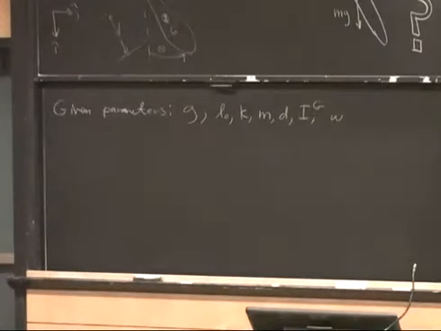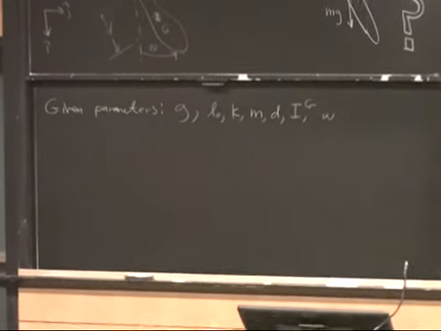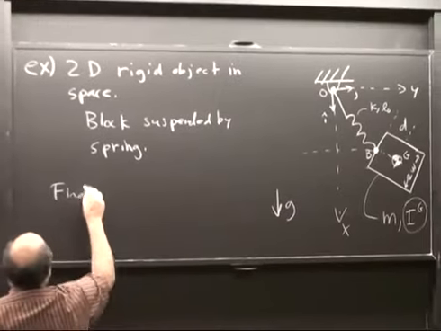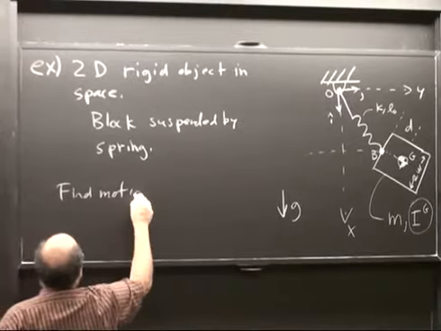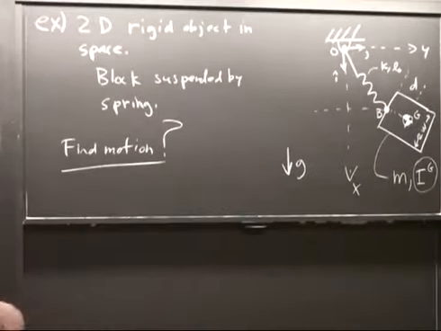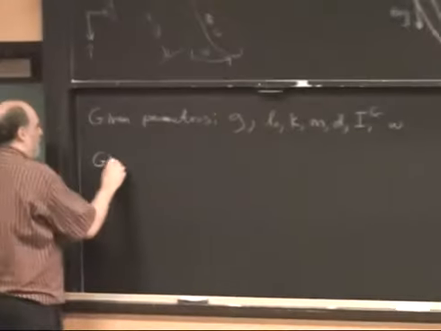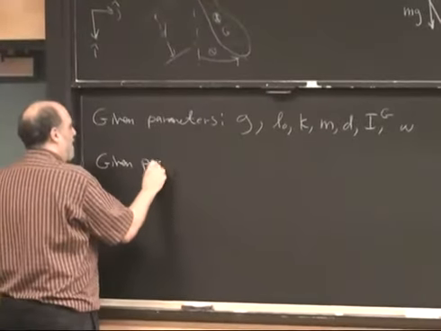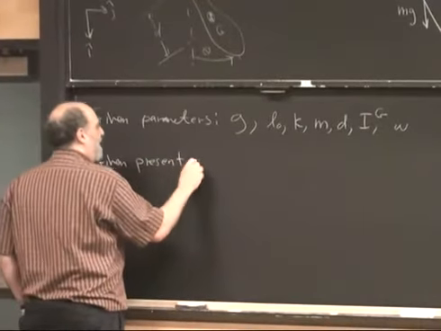I forgot to draw G, because this thing is going to swing around. And I forgot to say what we're trying to do is we're trying to find the motion. Let's put that as a question. So we're given a bunch of parameters, and we're given the present so-called dynamical state.